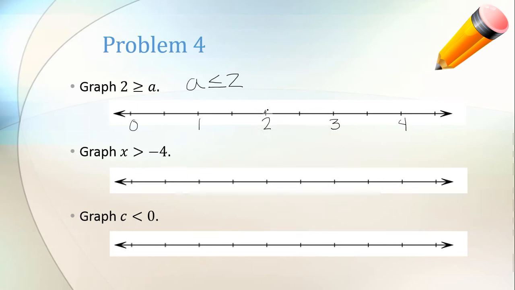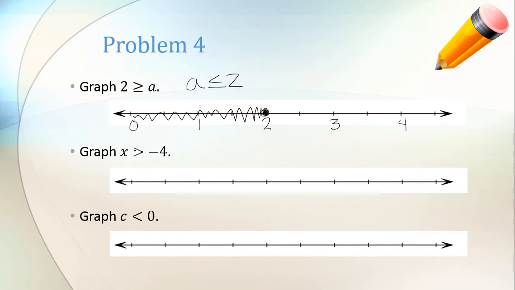At 2. This pen really does not like my closed dot. There we go. So I have a closed dot at 2. Now I need to ask myself, where are my numbers less than or equal to 2? And since my variable is on the left, I can follow my arrow. So I know it's that way.